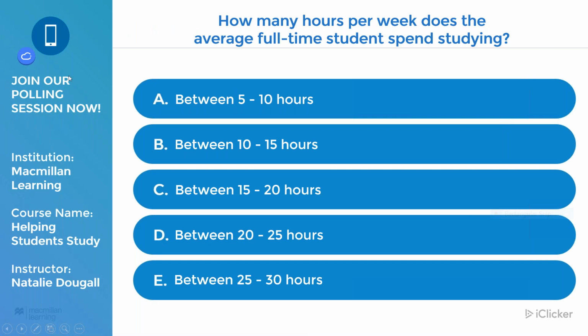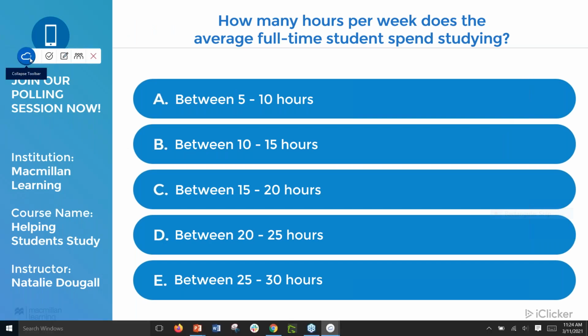Okay, so now we're talking about reality. How many hours per week does the average full-time student spend studying? So for this one, I'm going to ask it as a short answer, but I'm just going to ask you all to answer A, B, C, D, or E. And I'll show you in a moment why I'm asking for that. So do students spend between 5 and 10 hours studying, 10 to 15, 15 to 20, 20 to 25, 25 to 30? And again, just put in A, B, C, D, or E.